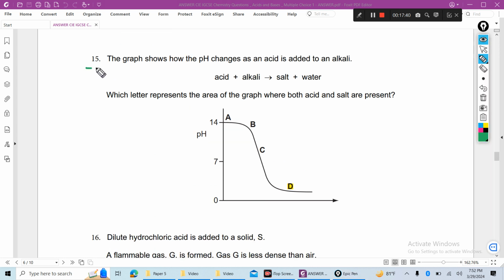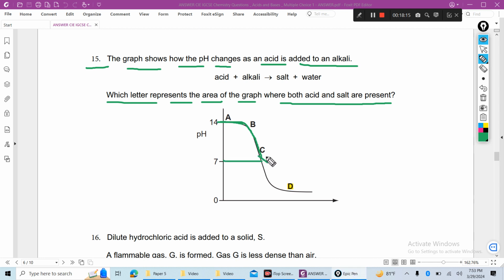Now number 15. The graph shows how the pH changes as an acid is added to alkali. Which letter represents the area of the graph where both acid and salt are present? At the start it is alkali, pH is high, 14. As pH decreases, this means acid is added. Here at pH 7, only salt and water, then you add more acid.